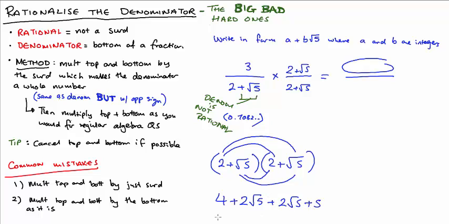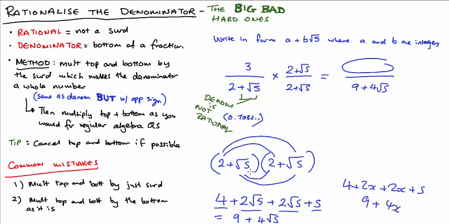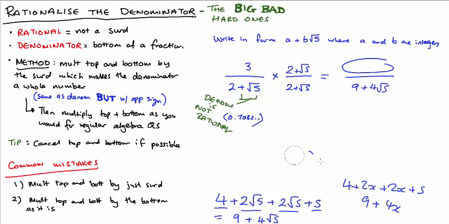So let's simplify that. Obviously these two join together, that's going to give you 9. And these two join together, that gives you 4 root 5. Notice how this works exactly the same as this would. That would simplify to that. So if we did that, we get 9 plus 4 root 5. Right, so again, that's not helped us either, has it? We've still got that root 5 on the bottom.